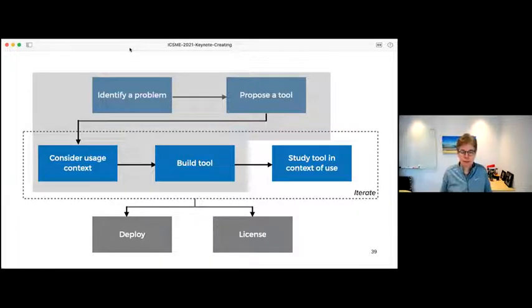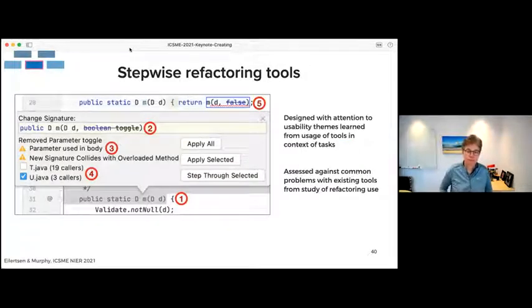So that was a little bit about the front part of this pipeline in the context of what Anna was doing. And I will say a little bit about how she took this and has proposed a tool now that she's prototyped for changing how refactoring tools work. So this is showing how the study of the context of use can feed into building a tool.